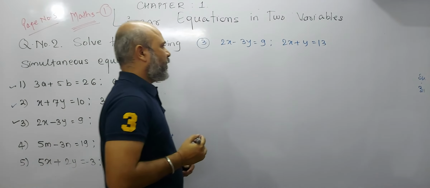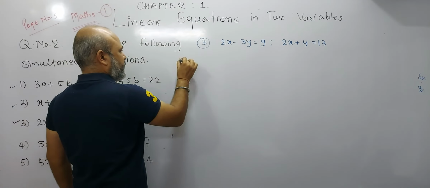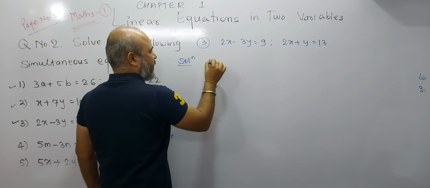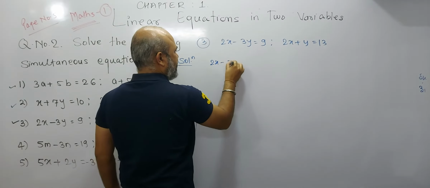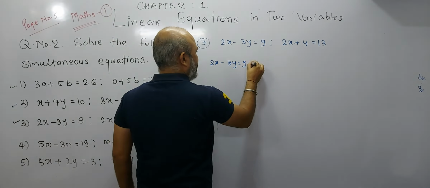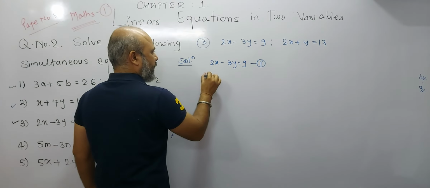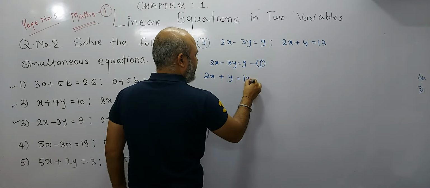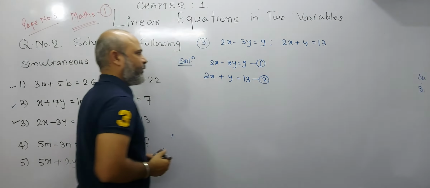Okay. Again we will start the solution. First we will write 2x minus 3y is equal to 9. This will be equation number 1. And 2x plus y is equal to 13. This will be equation number 2.